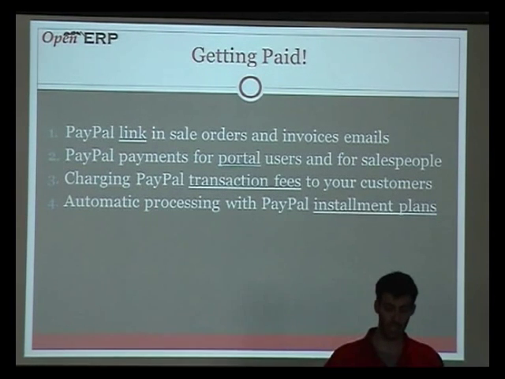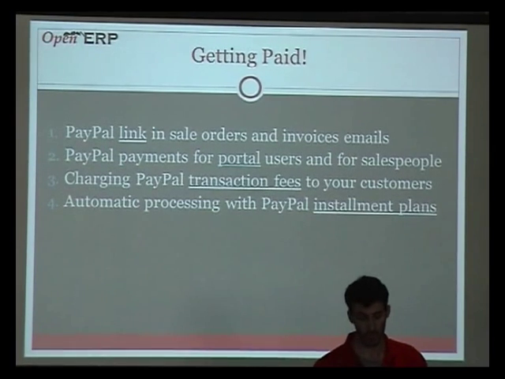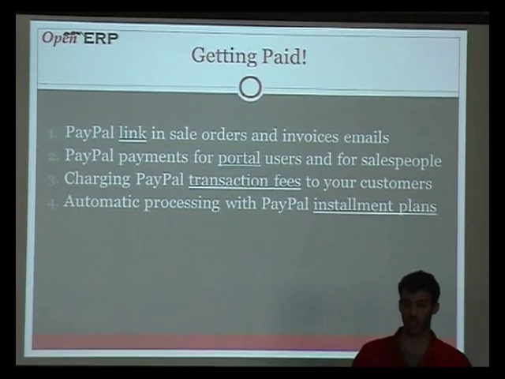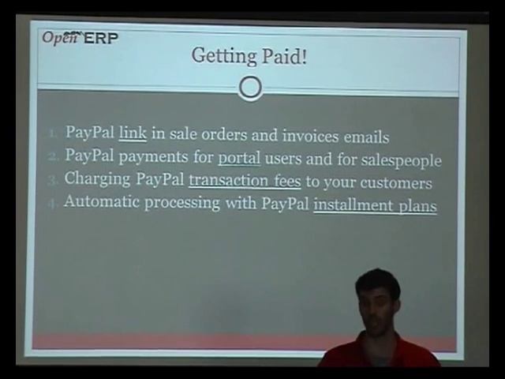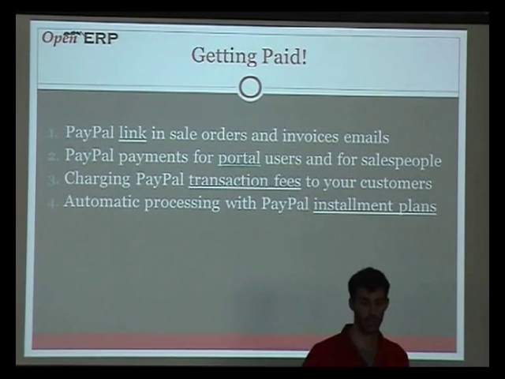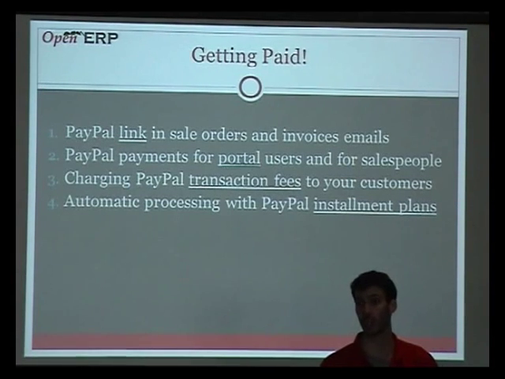Number 2 will be the fact that portal users or salespeople can process payments through PayPal from within OpenERP, and we will see that. The number 3 will be about charging transaction fees to your customers, and the fact that they will be the ones taking care of that transaction fee as opposed to yourself absorbing it through the total invoice amount. And the number 4 will be payment terms, aka installment plans, and the automated management of this within PayPal straight away.